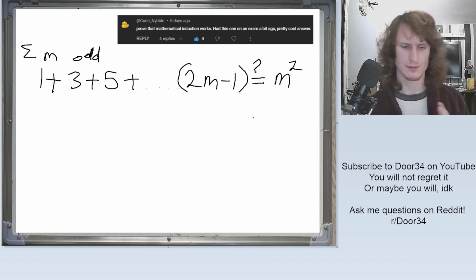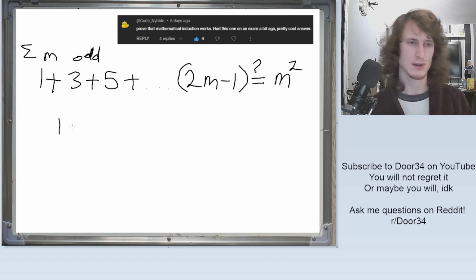Okay, so let's first check our base case. The sum of the first odd number, so I'm just going to choose 1, is just going to be 1. We take 1, you're not adding any more terms than that. So we know that this is true for our base case. So 1 equals 1.